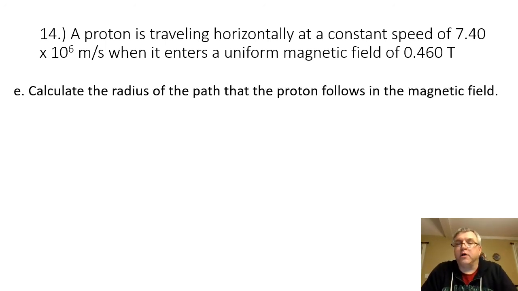The last part of problem 14 asks us to calculate the radius of the path that the proton follows in the magnetic field. Now remember, this is a centripetal acceleration that the proton is undergoing because it is moving in a circular path. So I know from when we studied circular motion way back before the holidays that the centripetal acceleration is equal to the square of the velocity divided by the radius.